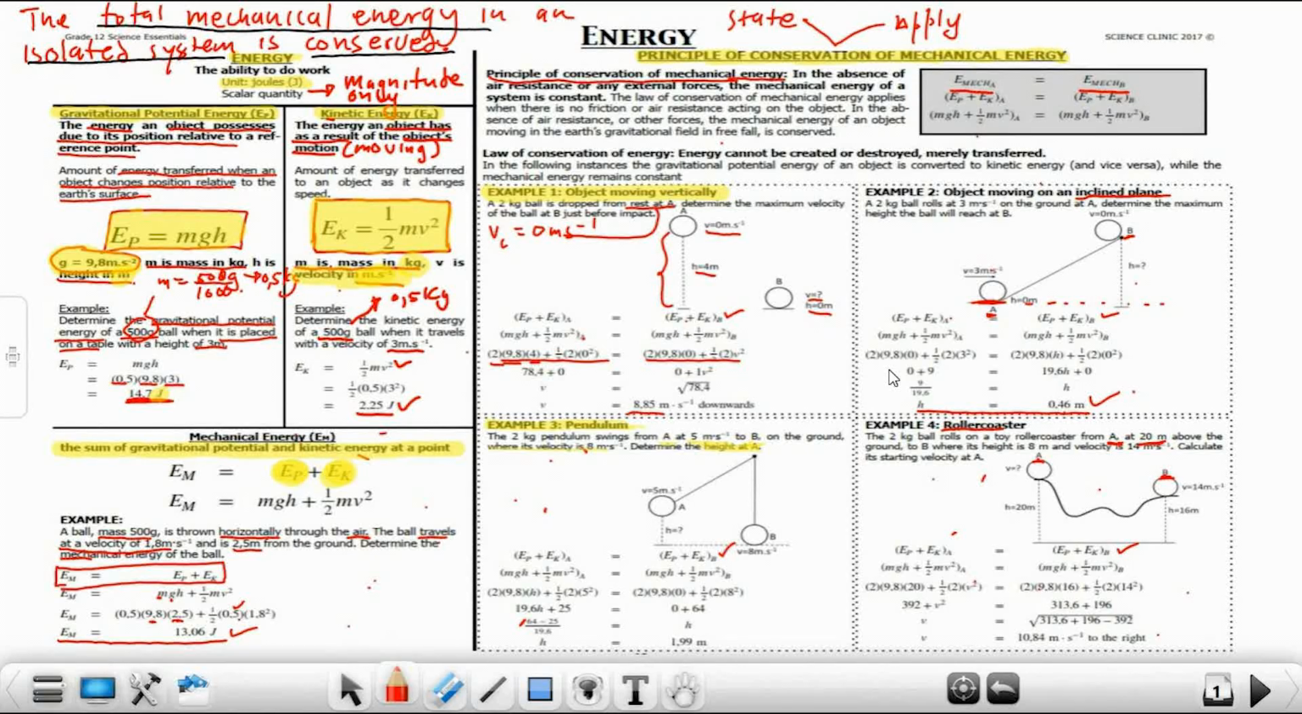So start with the formula. Just remember independent formulas in terms of mgh plus half mv squared. This is at A, and this is at A also. That is at B, and this is at B. Then we'll be in a position of getting your final answer as 10.84 meters per second. Any questions?